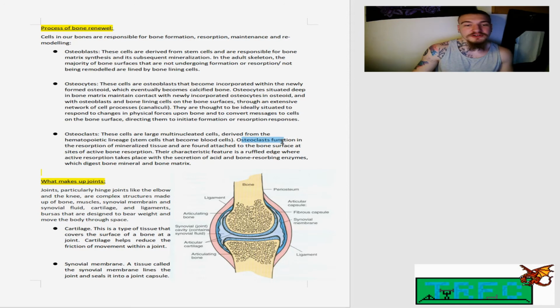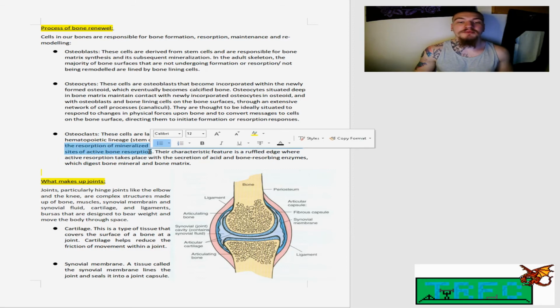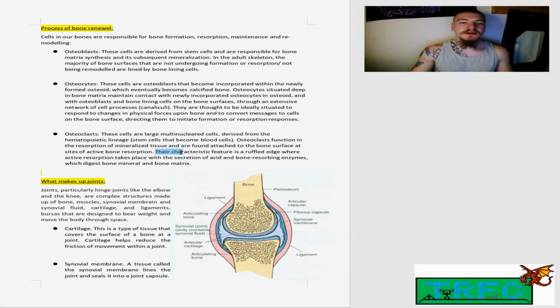So an osteoclast's function is in the reabsorption of mineralized tissue, and they're found attached to the bone's surface at the sites of active bone reabsorption. Their characteristic feature is a ruffled edge where active reabsorption takes place with the secretion of acid and bone-reabsorbing enzymes. So basically what happens is these cells come along, they secrete a load of acid and enzymes that eat up the bone, break it back down into its base components where it can be repaired, remodeled and maintained.